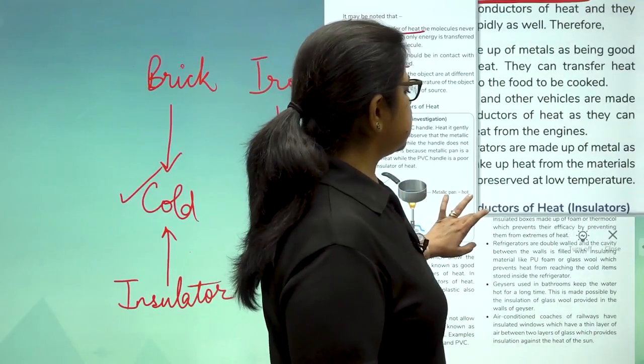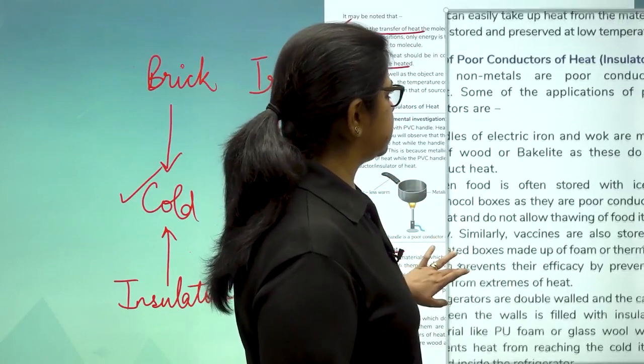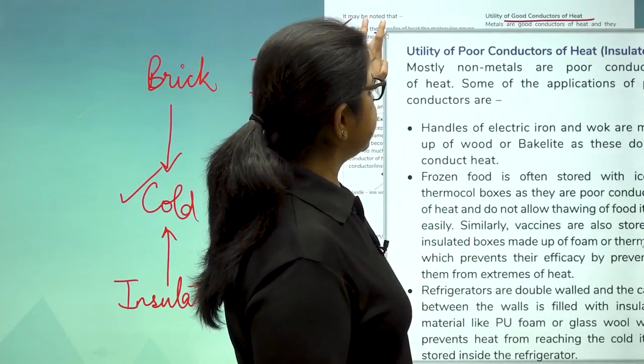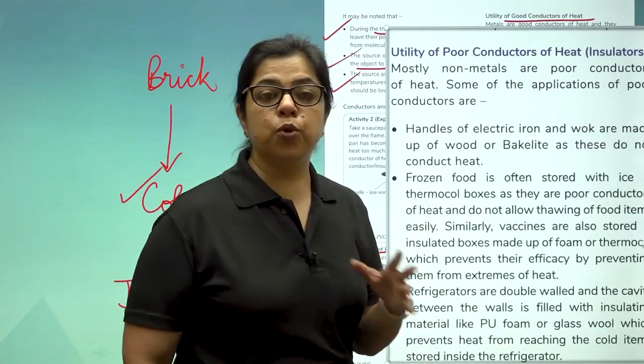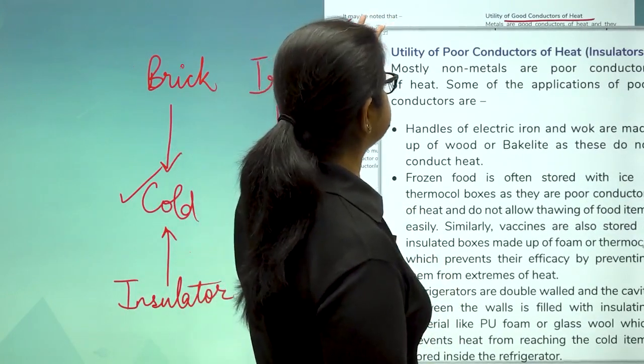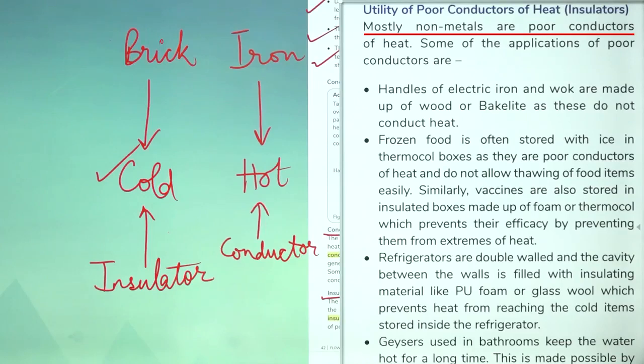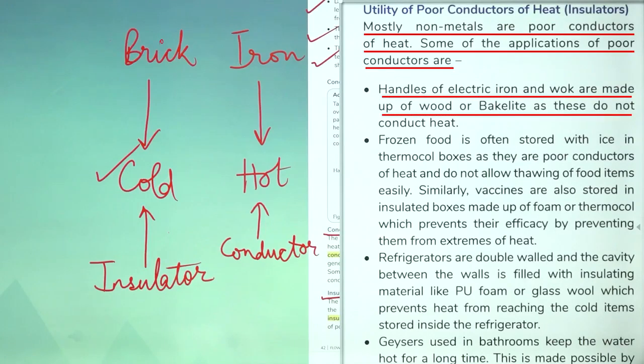Now children, this was the utility of conductors. Let us now understand the utility of insulators or poor conductors of heat. Mostly non-metals are poor conductors of heat. Some of the applications of poor conductors are handles of electric iron and wok are made up of wood or bakelite as these do not conduct heat.